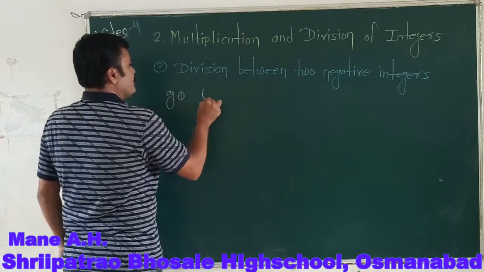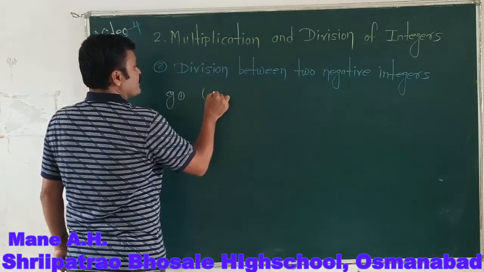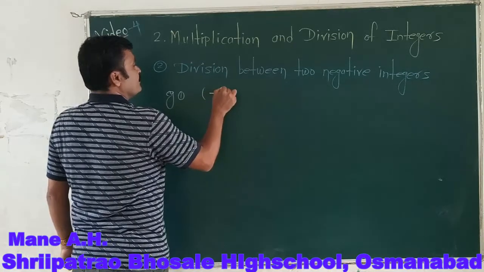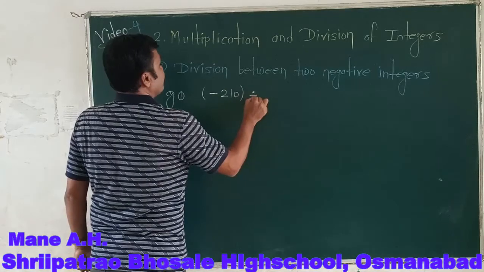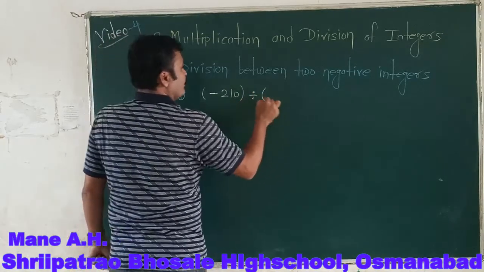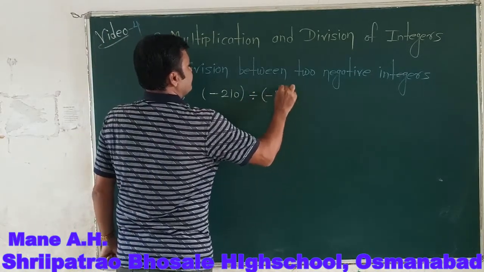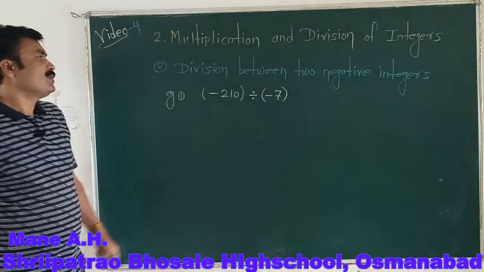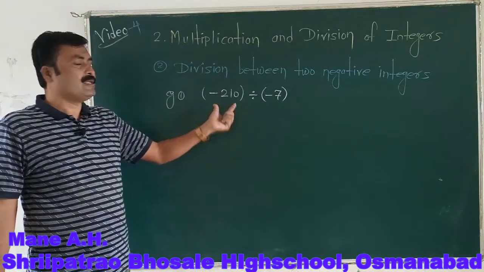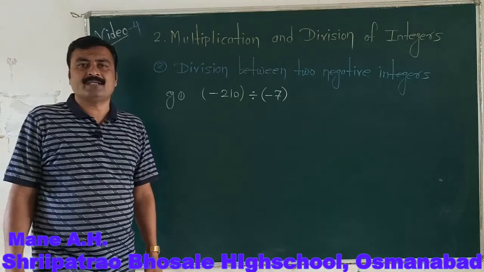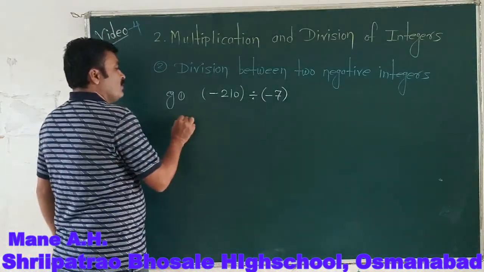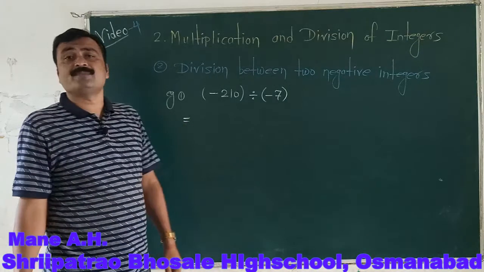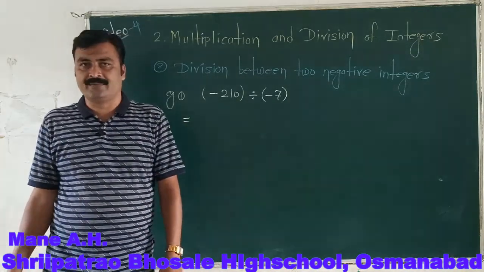The first example that here I want to take is minus 210 divided by minus 7. So minus 210, this is a negative integer, and minus 7, this is also a negative integer. So first, we take the division between their magnitudes here.